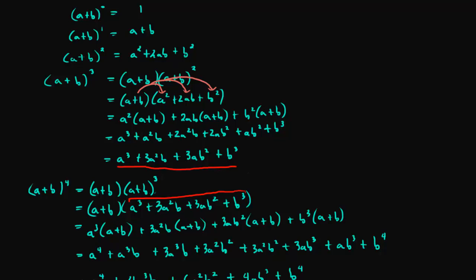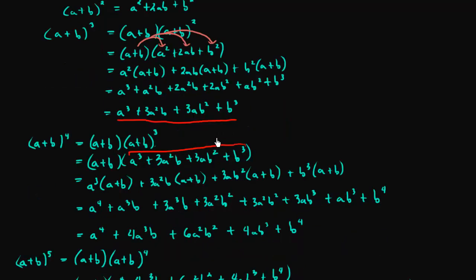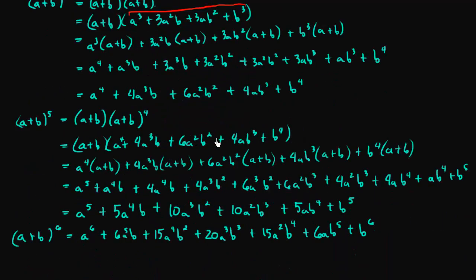It's the same thing with (a + b)^3. When we expand (a + b)^3, we get a^3, a^2, a^1, a^0, and we have b^0, b^1, b^2, b^3. Let's see if that pattern continues when we expand (a + b)^4. It does: a to the power of 4, 3, 2, 1, 0, and then for b, we have b to the 0, 1, 2, 3, 4.